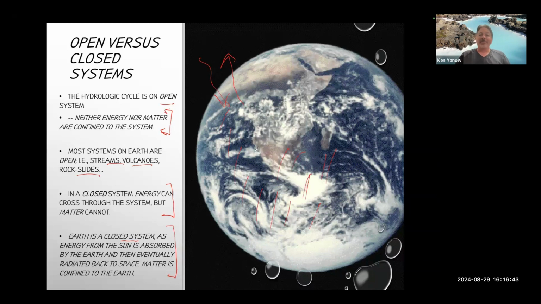Now, by the way, if we didn't have this, we wouldn't be here. We would be like Venus. So it's important for the energy to come in and to go out. And that's what we see in the Earth closed system. But by and large, all the subsystems on the planet are considered open because energy and matter are not confined and they can move around the entire planet.